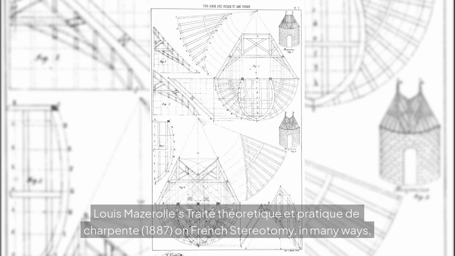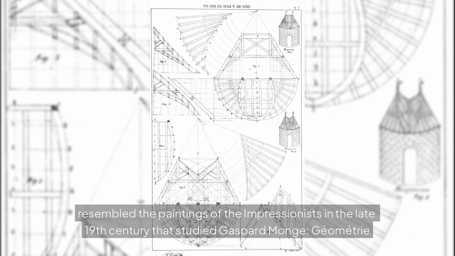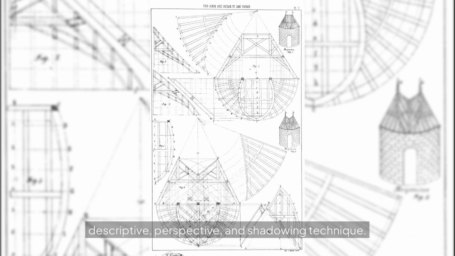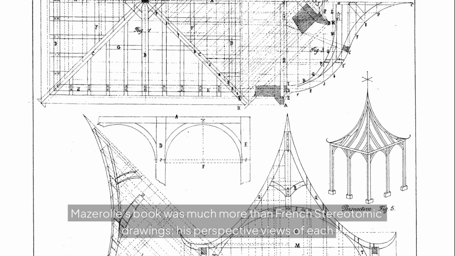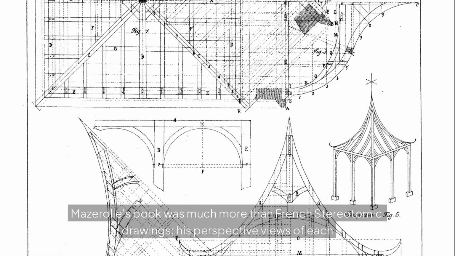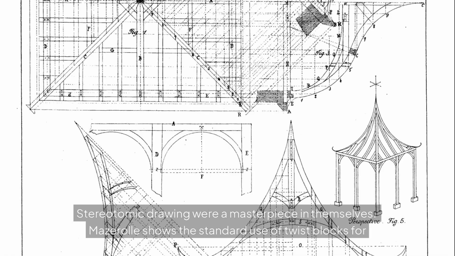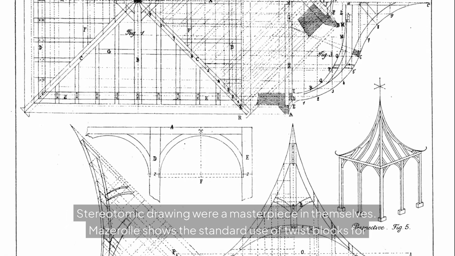Louis Mazerolle's Traité théorique et pratique de charpente, 1887, on French Stereotomy, in many ways, resembled the paintings of the Impressionists in the late 19th century that studied Gaspard Monge, Géométrie descriptive, perspective, and shadowing technique. Mazerolle's book was much more than French stereotomic drawings. His perspective views of each stereotomic drawing were a masterpiece in themselves.